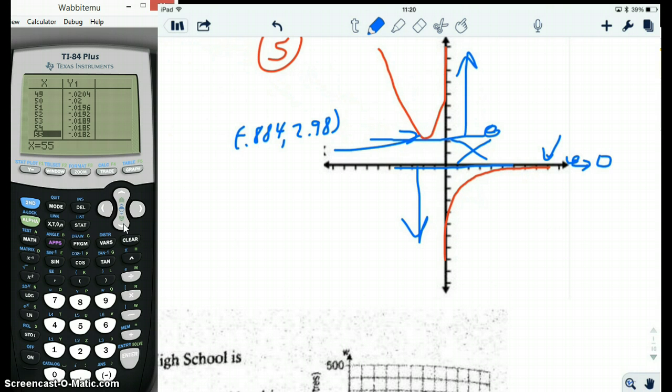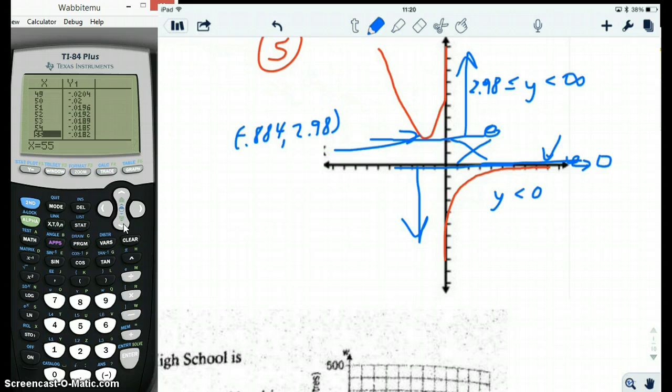Okay, now how would we write that as far as the range goes? Well, this part of the range we would say y is less than infinity and it's greater than or equal to 2.98. And then this part we would say y is less than 0. Would we say y is less than or equal to 0? No, because it's an asymptote here and it never actually touches 0.